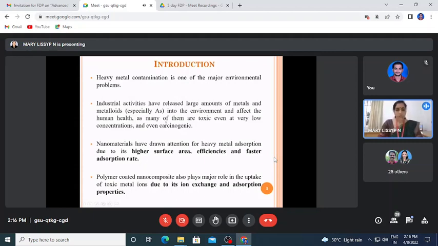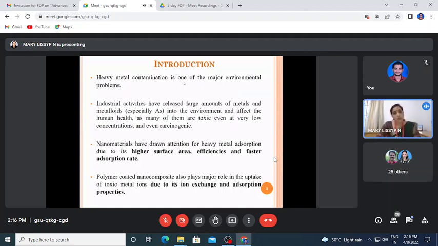We started with the introduction. We know that heavy metal contamination is one of the major environmental problems facing the world today. Our aim is to remove these heavy metals from the soil or from the water. So how do these heavy metals get released into the environment? That is the main part we have to think about.